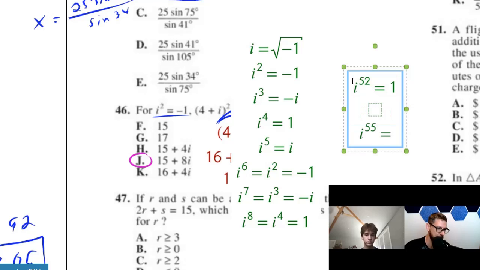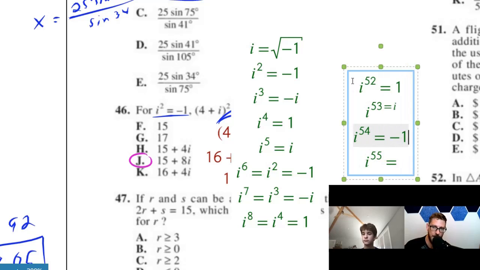So then I to the 53 is I, and I to the 54 is -1, and therefore I to the 55 is -I. All right, yeah. So you just find the biggest multiple of 4 smaller than the number you're looking for, and then you count from there.